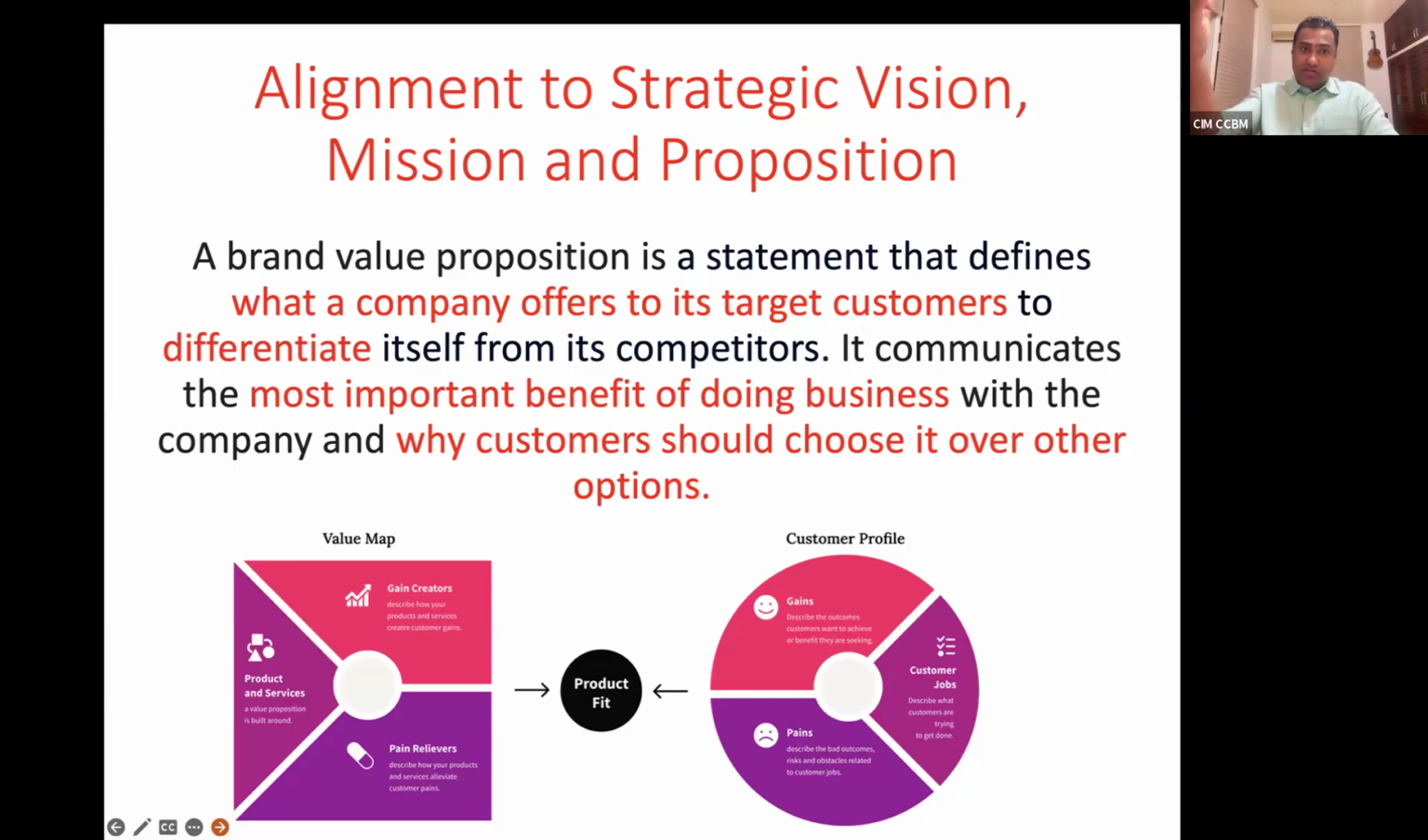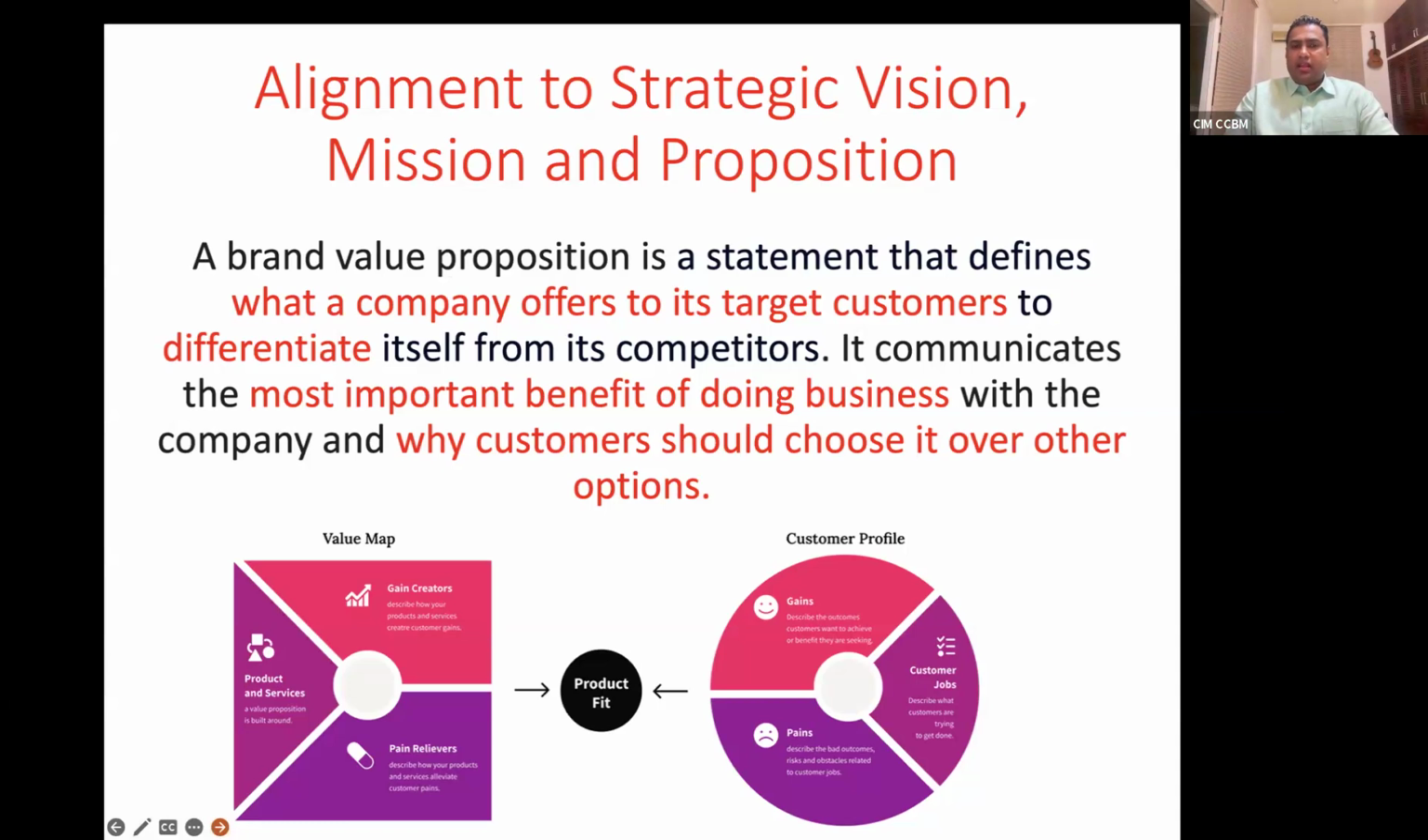A company will have a vision, a mission, and it will have values or a proposition. So the brand value proposition is a statement that defines what a company offers to its target customers. Please study this definition. It's a statement that defines what a company offers to its target customers to differentiate itself from its competitors. It communicates the most significant, important benefit of doing business with the company and why customers should choose it over other options.